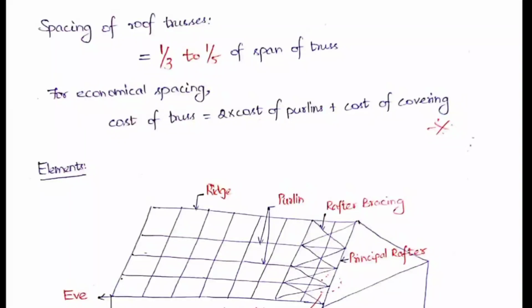Purlin we have already seen, no, it's just a beam-like thing we use in a roof truss, and covering means the sheet above. We'll be covering the roof truss with any sheet, so that sheet is what is called covering here.